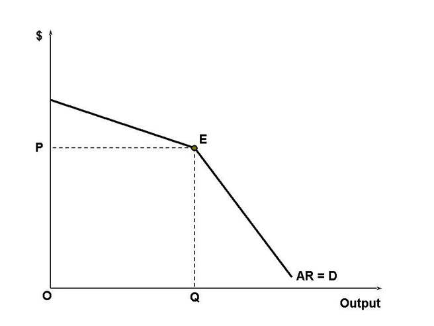This is why, on the kinked demand curve model, the lower segment of the demand curve is inelastic. As a result, price rigidity prevails in such markets.